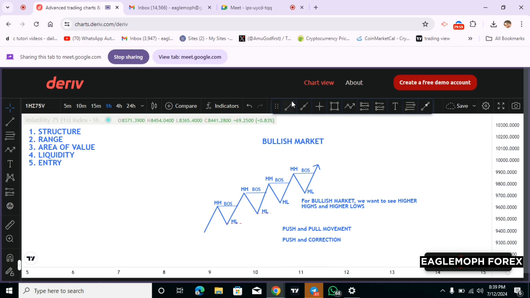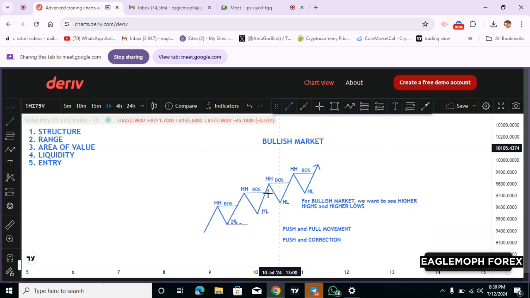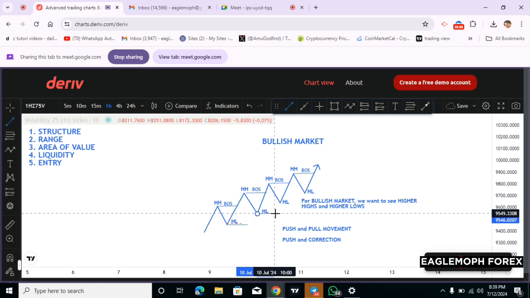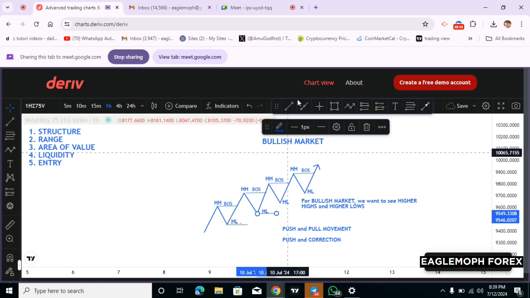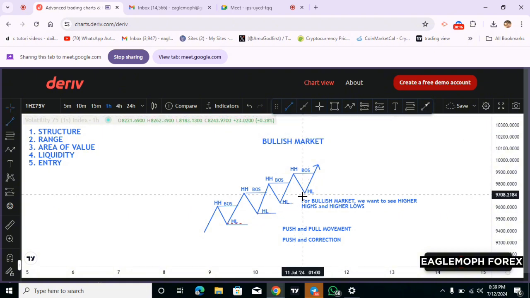upside. And then most importantly, in a bullish market, the higher lows should be maintained. That's these higher lows should not be broken. This is what you want to be looking out for. These higher lows should not be broken. This point in the market, the higher lows should not be broken. That's for a bullish market now.